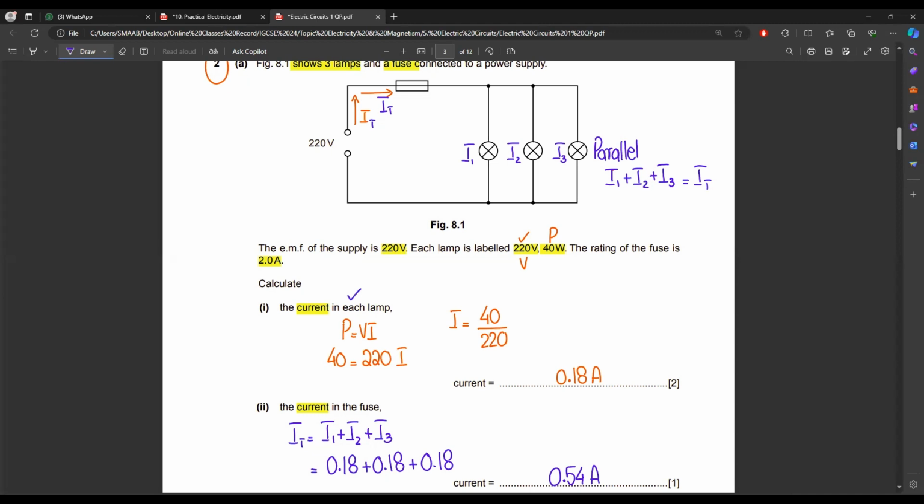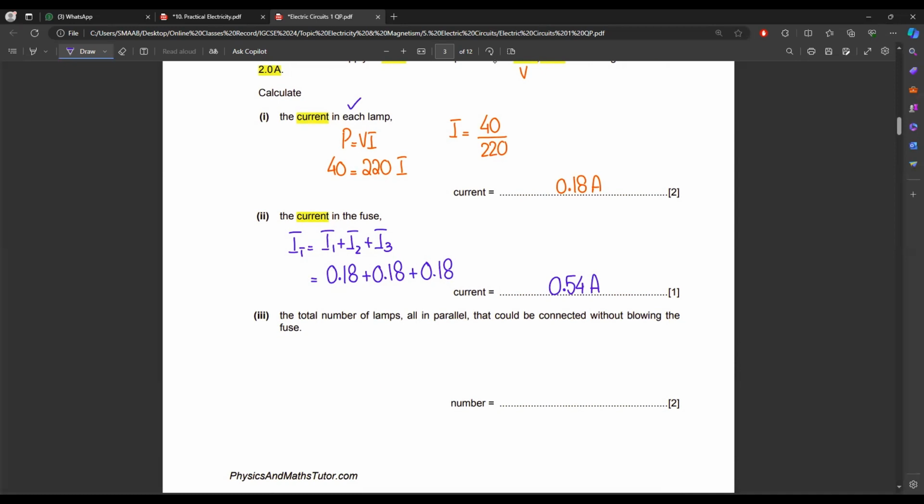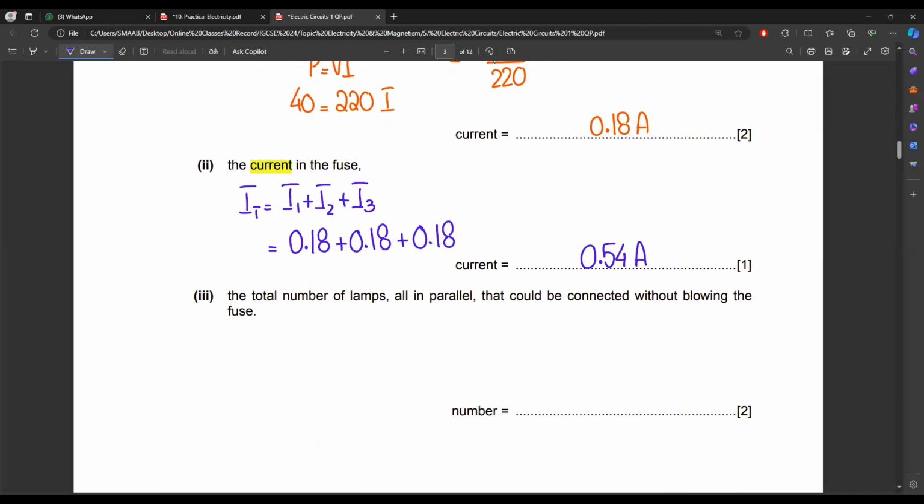So each lamp consists of 0.18 amperes, same over here, same over here. So in parallel combination we have to join all the values of electric current to get the final total current. So definitely the fuse is a single component, so definitely the total value of electric current is passing through the fuse. And the next question is the total number of lamps, all in parallel, that could be connected without blowing the fuse.